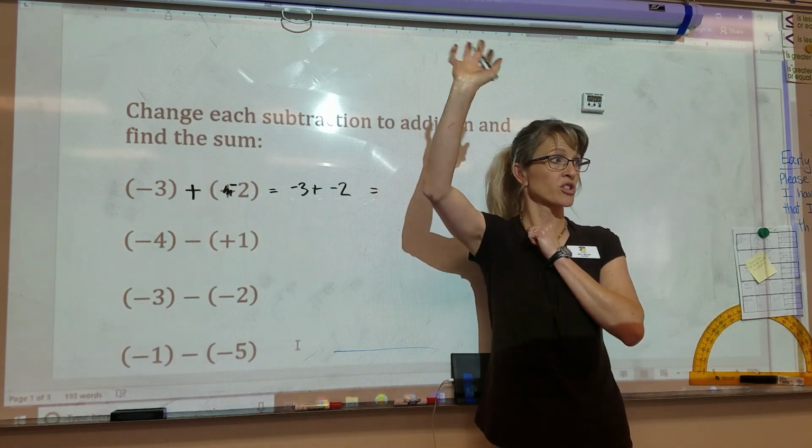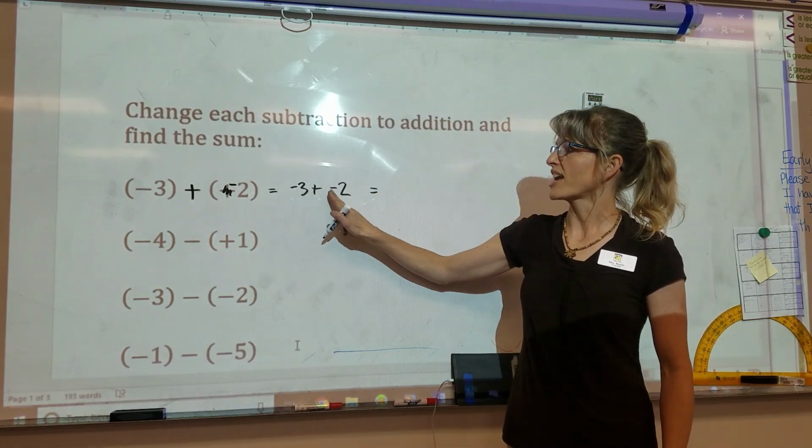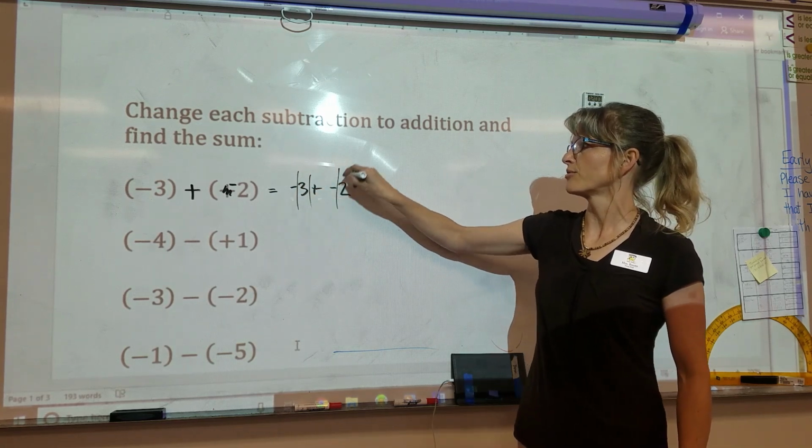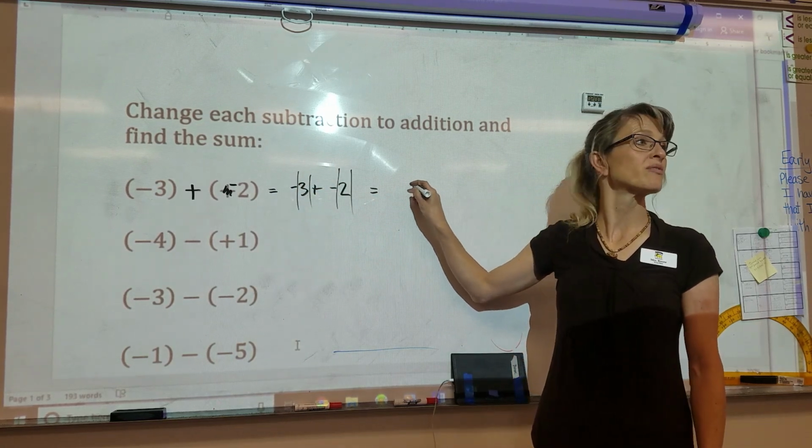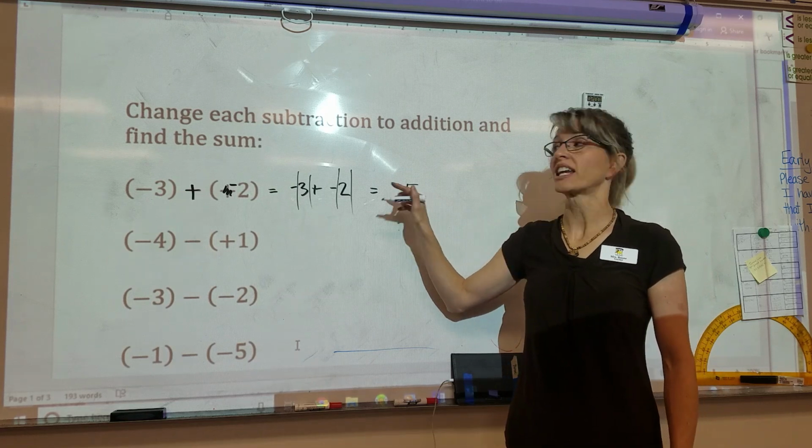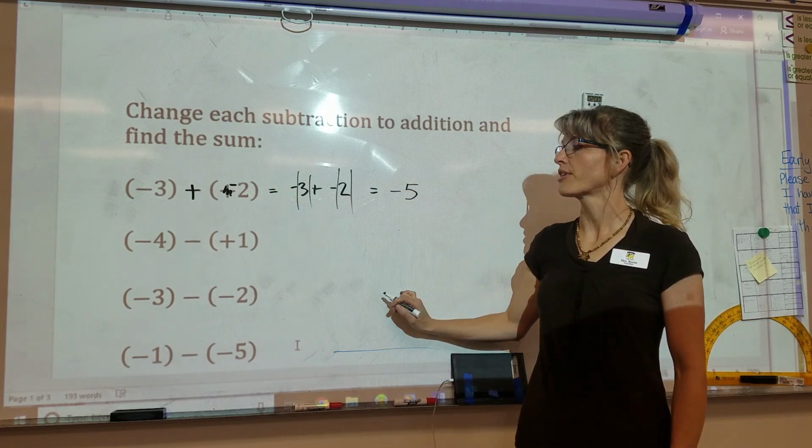So I love comments and questions. Make sure you raise your hand. When the signs are the same, the rule is take the absolute value, add them. 3 plus 2 is 5. And then the answer takes on the sign of both numbers. It's -5.